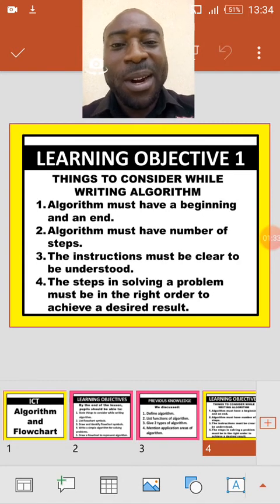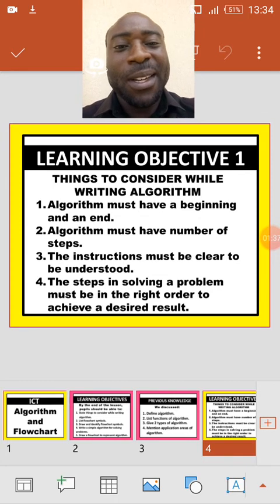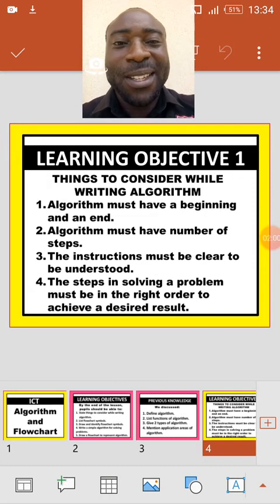Now, let's look at our topic for today. Things to consider while writing algorithm. 1. In algorithm, there must be a beginning and an end. What do we mean by that? Like a human being, when you wake up, you start the program, and when you want to sleep at night, you end the program. And like when you turn the computer on, the program starts, and when you turn it off, it ends. So that's the way algorithm is. There must be a beginning and an end.